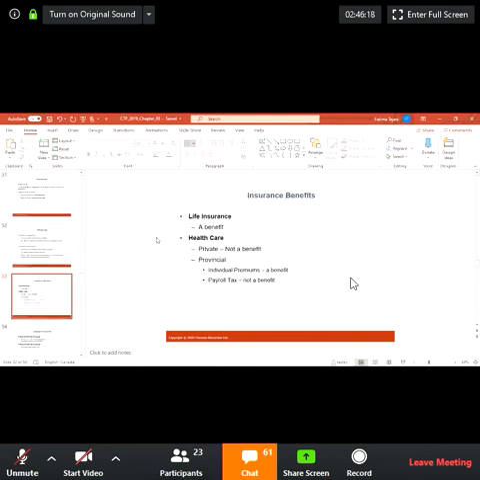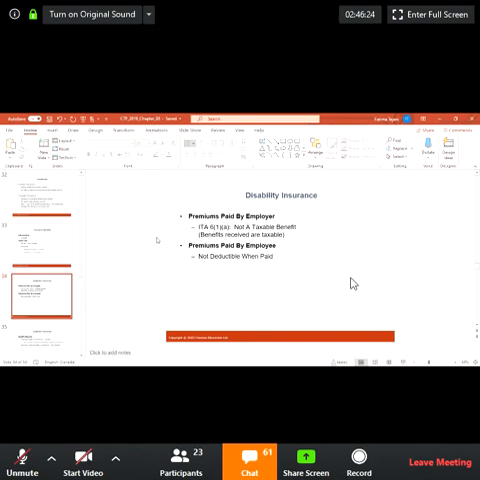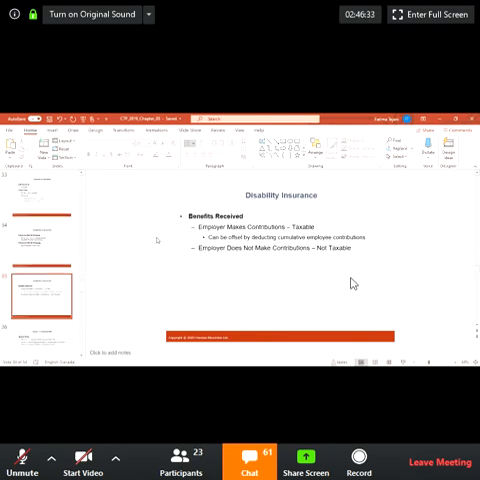Insurance benefits, we talked about it, the private and the provincial. There's also disability insurance offered by the employer, where the premium is paid by the employee and is not deductible when paid. For the benefit received, if the employer makes a contribution it is taxable, and if the employer does not make a contribution it is not taxable. It can be offset by the cumulative deductions. That happens in disability insurance.